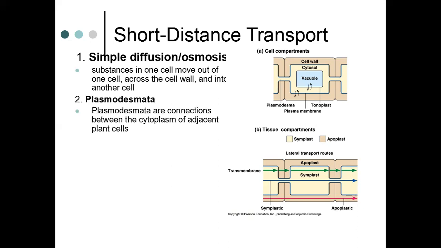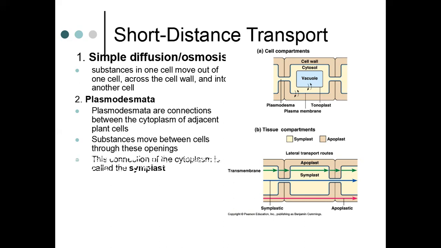Plasmodesmata are connections between the cytoplasm of adjacent plant cells. It means that it is a connection between the cytoplasm of two different cells. It is a canal between the cytoplasm of two different cells. Substances move between cells through these openings. This connection of cytoplasm is called the symplast. We can define the symplast like that: the connection between cytoplasm is called symplast.